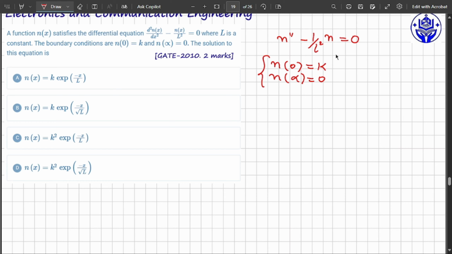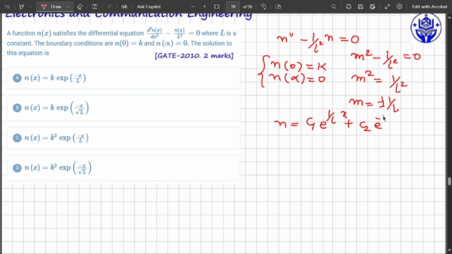This is simple. You take m square minus 1 by L square is equal to 0. So m square is equal to 1 by L square, then m is nothing but plus minus 1 upon L. Then the solution n will be c1 e to the power of 1 by L into x plus c2 e to the power of minus 1 by L into x.